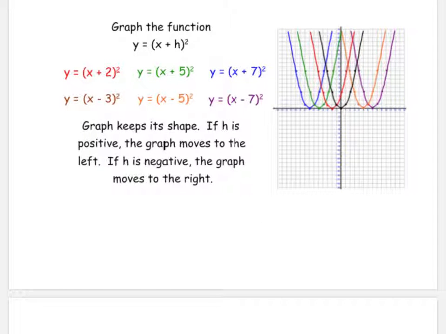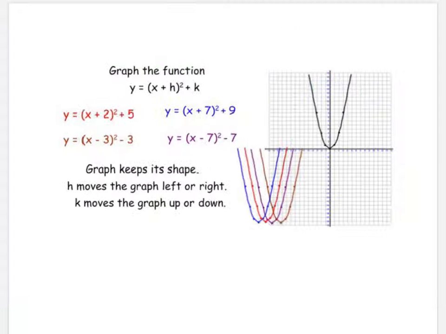If we're looking at the translation y equals (x plus h) squared, again still starting off with the parent or mother function, if we're adding to x, it moves the graph that many spaces to the left. If we are subtracting from x, it moves that many spaces to the right.